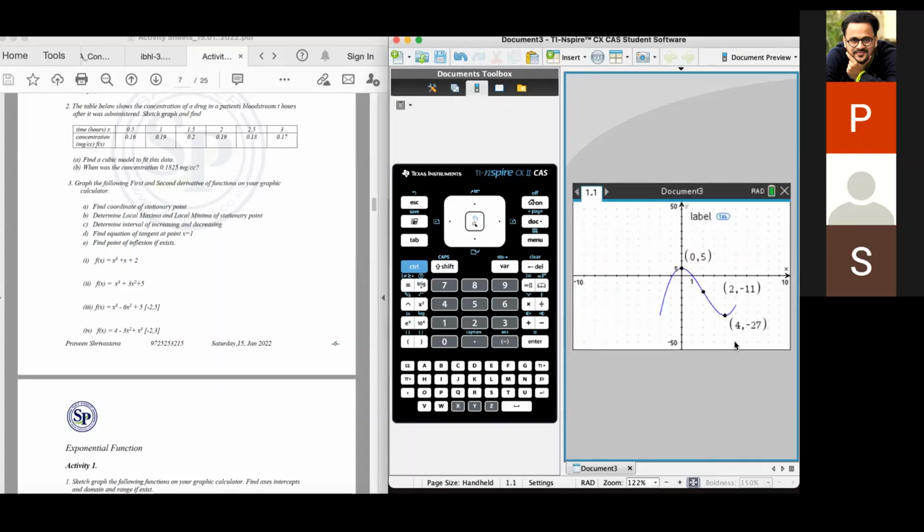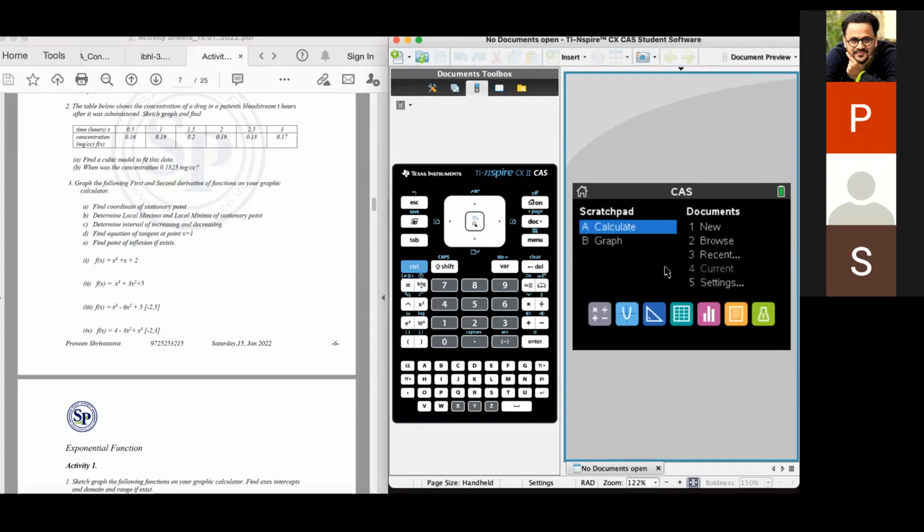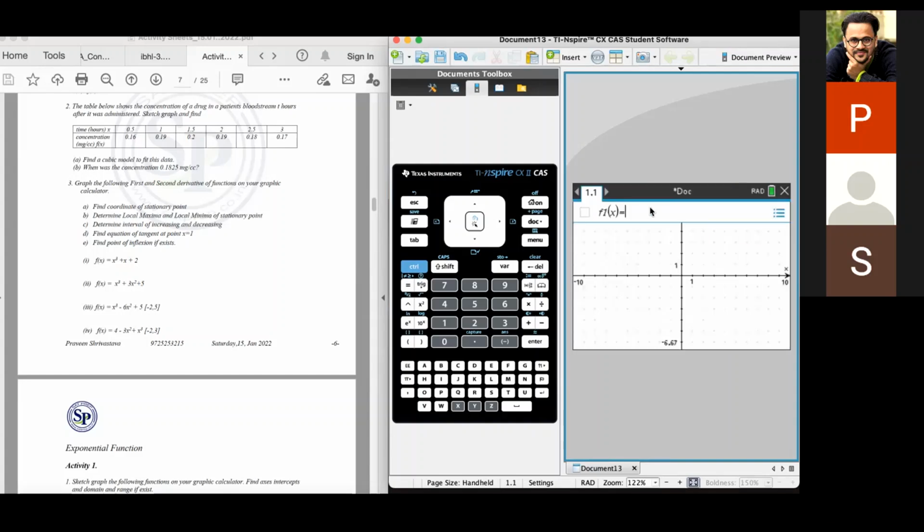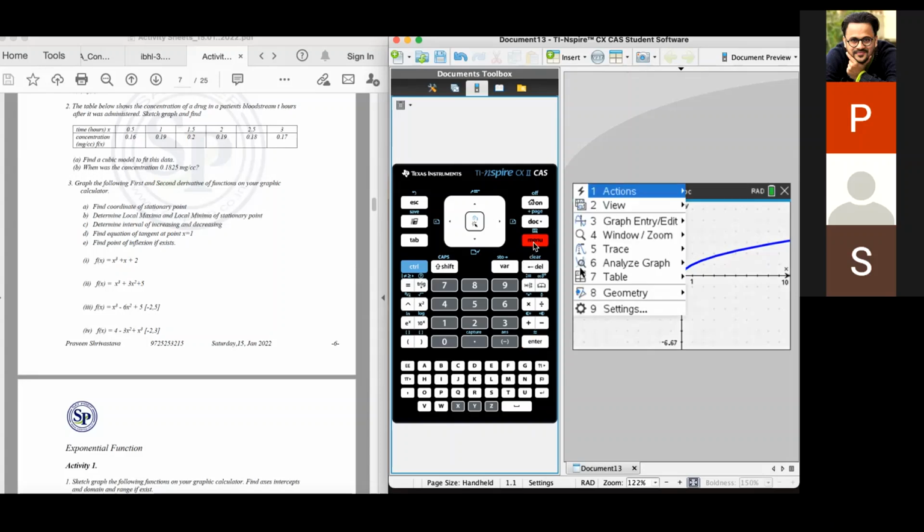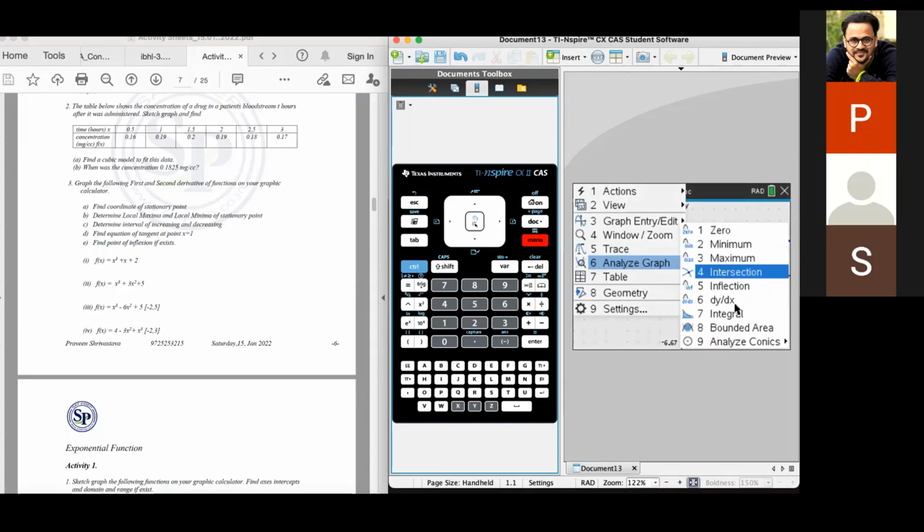Another feature we can see through the graph is the area under the curve and the area between the curves. That would be the application of integration. Suppose we consider the curve root x, and we need to find the area between x equals 1 and x equals 9. So we take the menu, analyze graph, and choose integral.